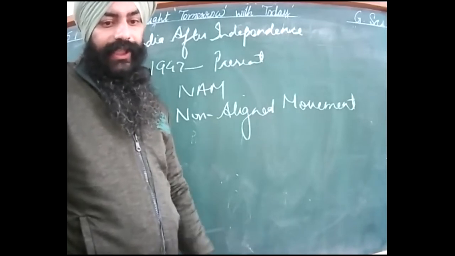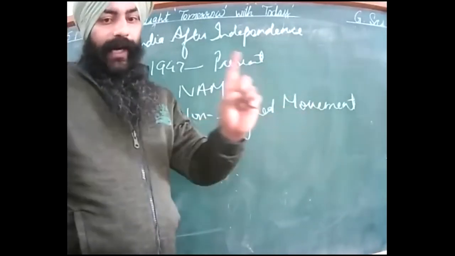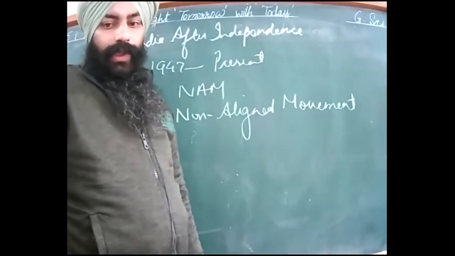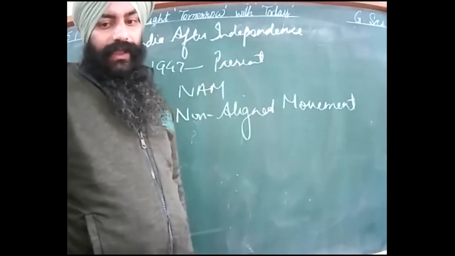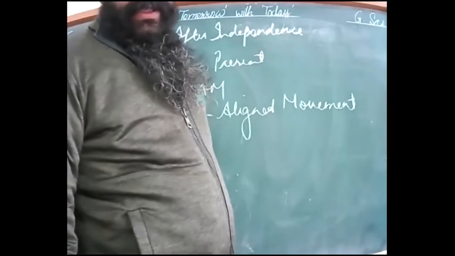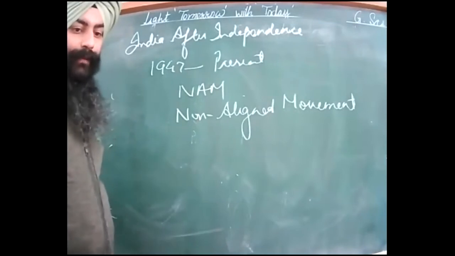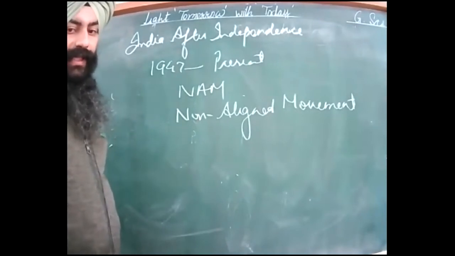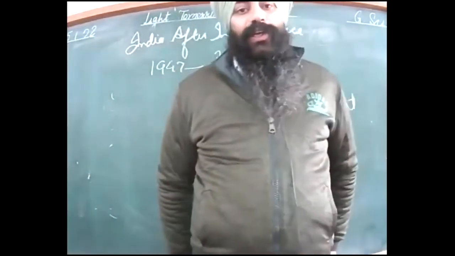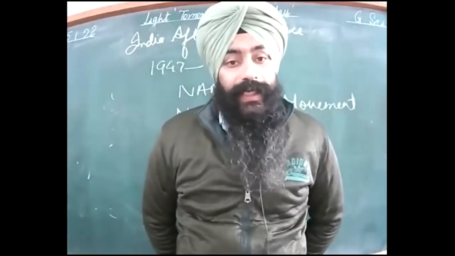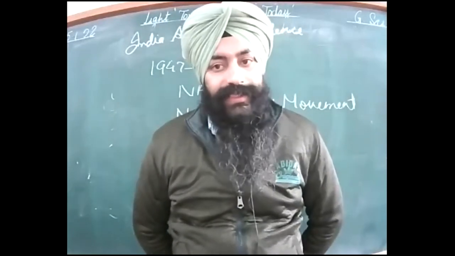At that time, 3 countries of the world joined the non-aligned movement: first Egypt, second Yugoslavia, third India. They became neutral in both situations. That's why after completion of 75 years of Indian independence, our relations are good with both the countries.